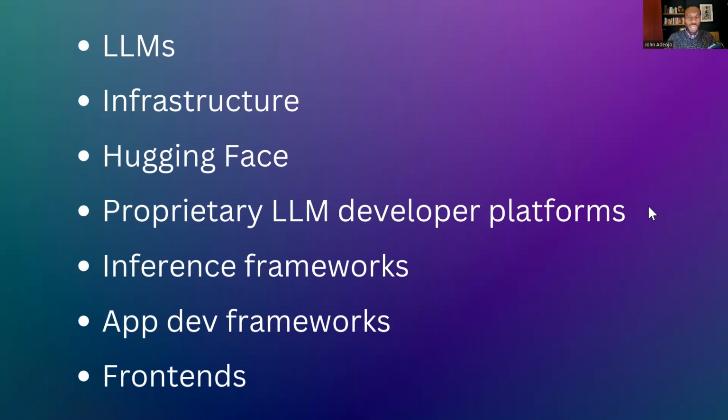Next, we'll move on to inference frameworks. Inference frameworks are really important and serve a key role in app development for large language models. We'll move on to the app development frameworks. So these are things like LangChain and Llama Index and the purpose they serve in this whole ecosystem. Last but not least, we'll explore front ends. We'll see the importance of front ends when it comes to demoing your applications to clients or building applications that users can interface with.